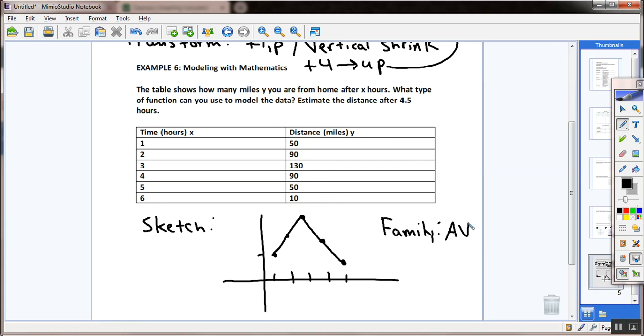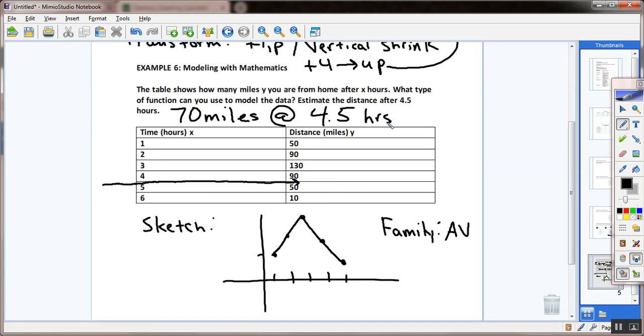The question becomes, what's a good estimate for the distance after 4.5 hours, kids? Well, wouldn't 4.5 hours be right in the middle here? So what's right in the middle of 90 and 50? 70. So a good estimate would be 70 miles at 4.5 hours. Okay, so again, what family does this data appear to be?